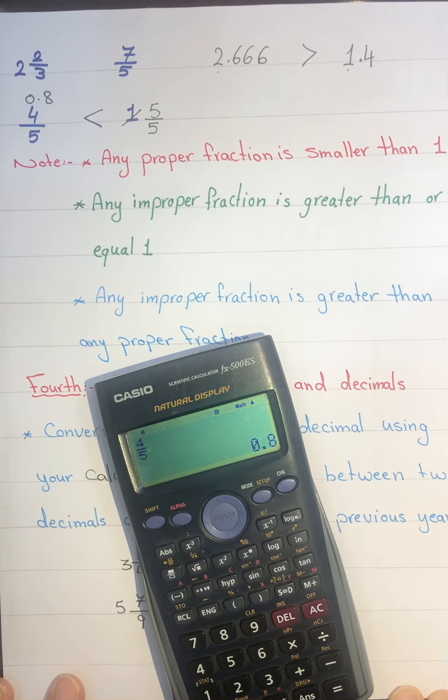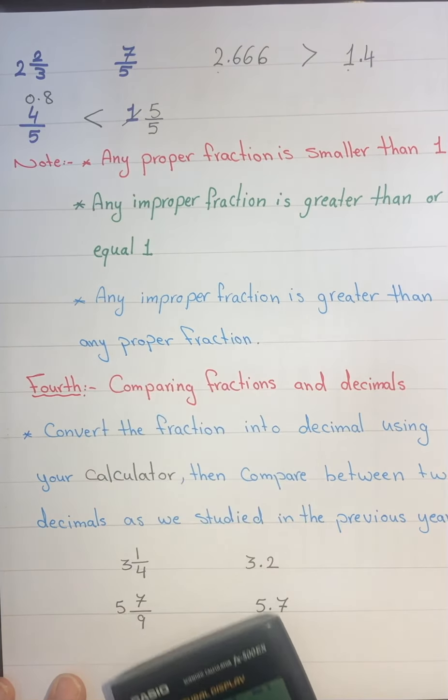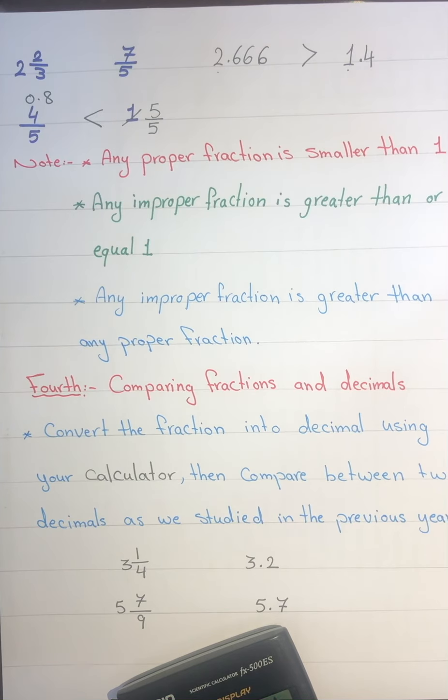Note, any proper fraction is smaller than 1. It means 1 is bigger than any proper fraction. Any improper fraction is greater than or equal to 1. Any improper fraction is greater than any proper fraction.